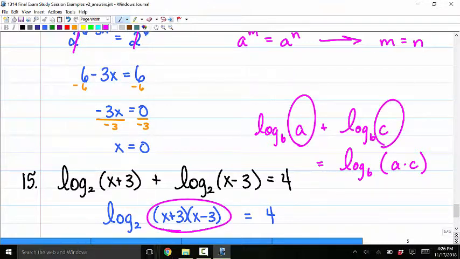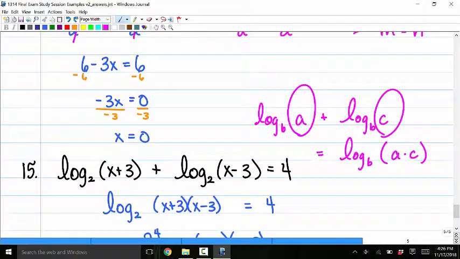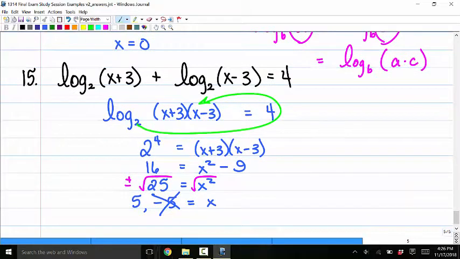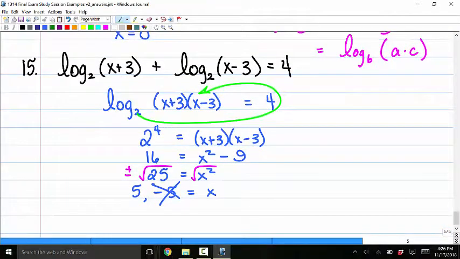So when I multiply the two arguments here, I get log base 2 of x plus 3 times x minus 3 equals 4. Now I want to convert to exponential form. 2 raised to the 4th power equals x plus 3 times x minus 3. 2 to the 4th power is 16. When I FOIL the right-hand side, I get x squared minus 9. Then I added 9 to both sides, and I got 25 equal to x squared.